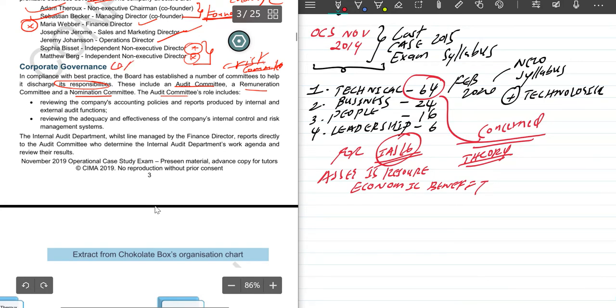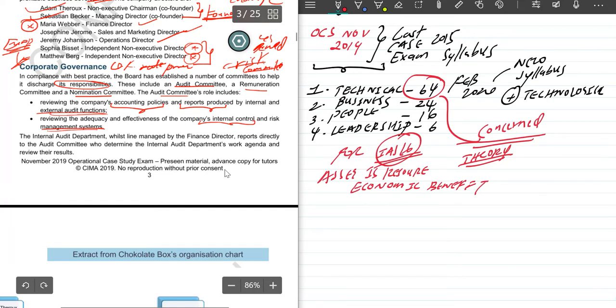And also students, there is something called the UK, that is the principle based, and the US, which is the rule based corporate governance. So students, we need to understand what corporate governance they are following, but at the moment you can assume since they are in the European region, it can be considered as a principle based one. Reviewing the company accounting policies, reports produced by internal and external auditors. Okay, and then reviewing adequacy and effectiveness of company's internal control system, risk management system. So these are the only two at the moment.